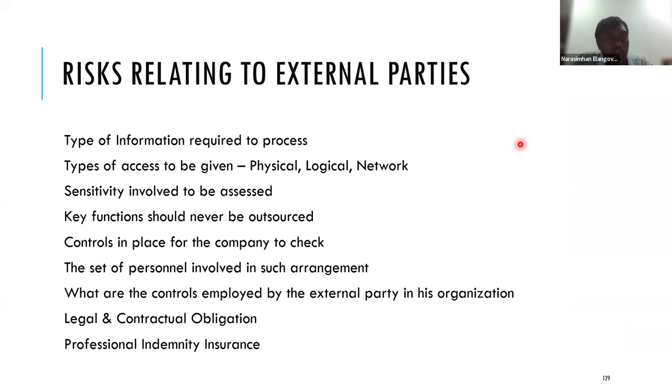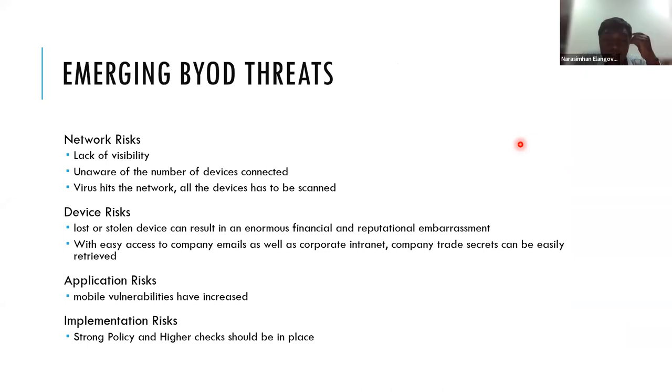So what you need to do is look at what is the type of access given, what are the physical restrictions, logical restrictions, the sensitivity involved, what are the key functions, a bunch of those things. You know the concept called BYOD, bring your own device. Basically, employees are given the flexibility to bring their own personal devices to office to use. But what is the risk? The risk is ANDI, A-N-D-I: Application risk, device risk, network risk, implementation risk. Application risk is what? Because I use it on a mobile phone, right?